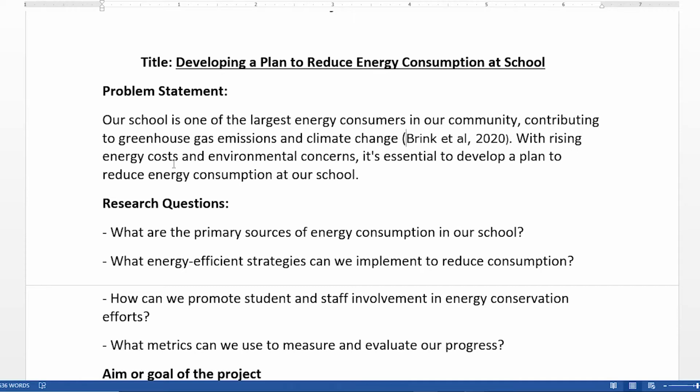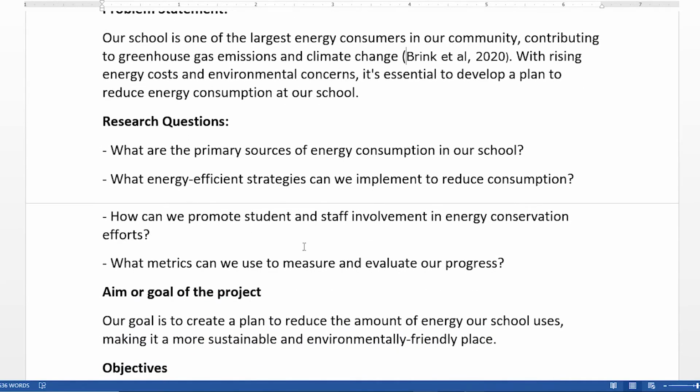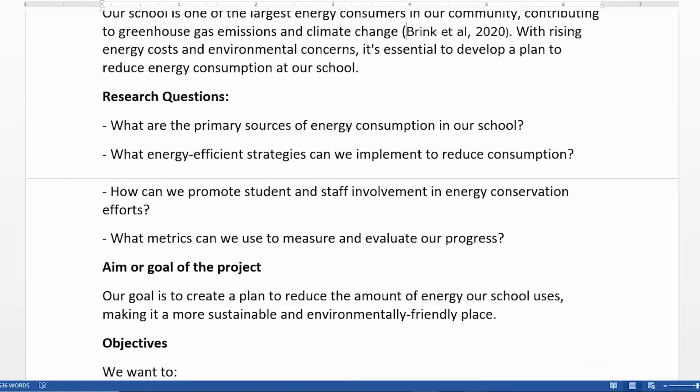With rising energy costs and environmental concern, it is essential to develop a plan to reduce energy consumption at school. And then these questions will guide the steps which we shall take. One is, what are the primary sources of energy consumption? What energy efficiency strategies exist? How can we promote student and staff involvement? And what metrics can be used to measure and evaluate our progress? Answering these research questions will guide the steps that we shall take while carrying out this research.